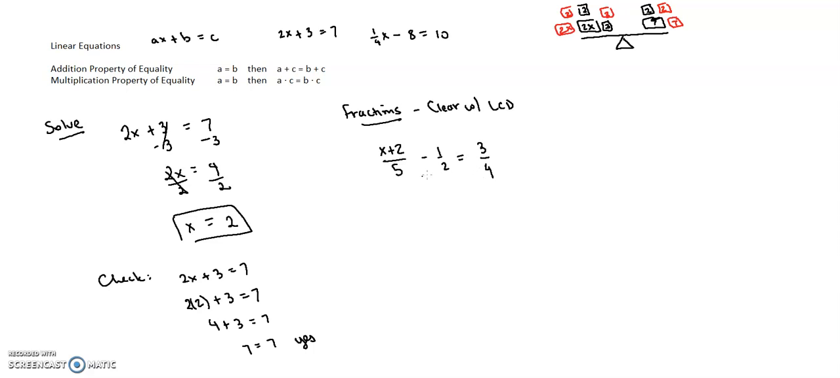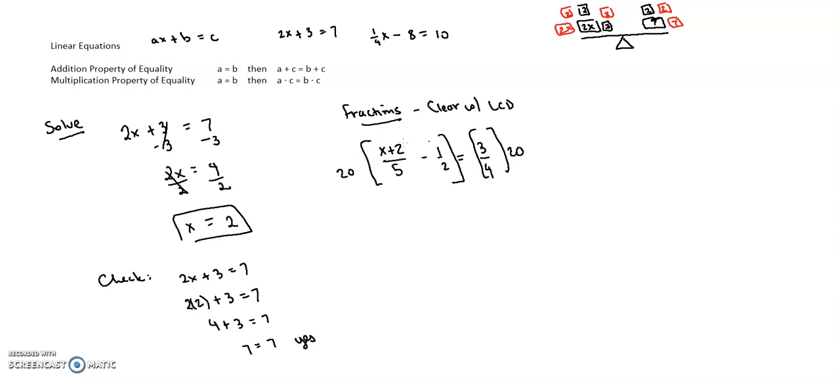Now, if you're not sure what the LCD is, you can just multiply all the denominators together, and that will work as well. So you could do 5 times 2 times 4 is 40, and you could multiply through by 40, and your numbers would look different, but you'd get the same answer in the end. Okay, so let's try it. Let's multiply through by 20. We're going to multiply the whole left-hand side by 20 and the whole right-hand side by 20.